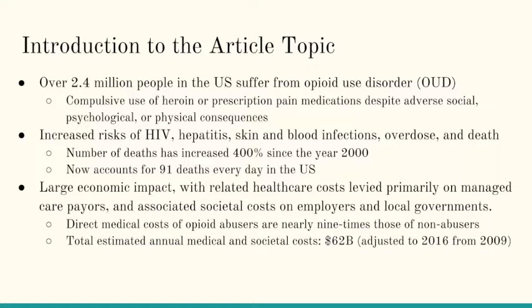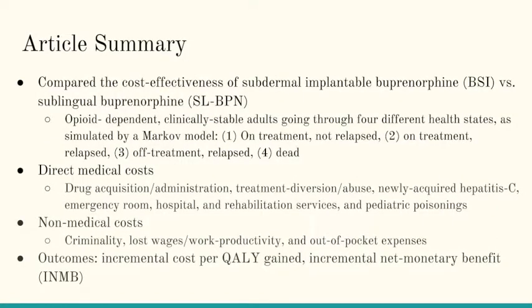In addition to the costs in human life and productivity, there's a large economic impact of OUD as well. Individuals who suffer from OUD have direct medical costs nearly 9 times those of people who do not have OUD, and the total estimated annual medical and societal costs add up to $62 billion. Evidently, OUD has a huge health and economic impact and is an important issue that needs to be researched and addressed. So now that we have a better idea of what opioid use disorder is and its impact on health and the economy, we can start critiquing our article.